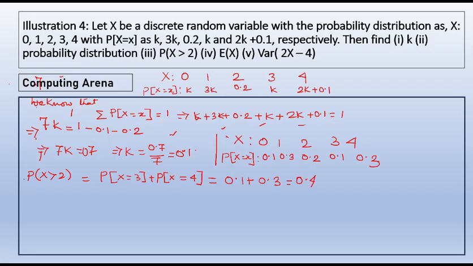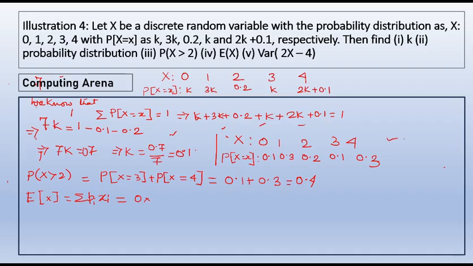Now we are to compute expectation of x. It is obvious also, because we are in the expectation chapter, at some stage we have to compute expectation of x. Write the formula: summation of pi into xi, equal to 0 into... So we'll use this distribution.